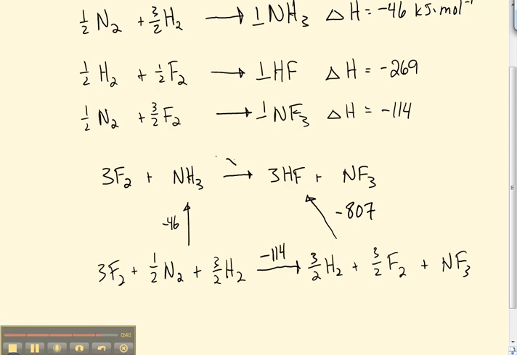So to find X, all right, I can go, let's see here, it's going to be negative 114 plus negative 807. That's the same as doing negative 46 plus X. And you can get the answer that way.